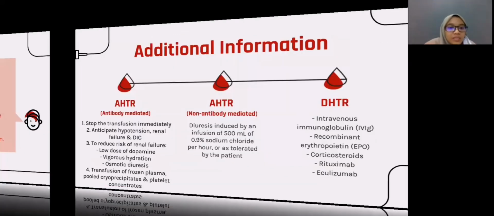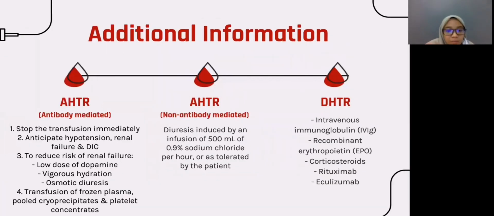This is the additional information on treatment and management that I have read for the specific reactions. First is the acute hemolytic transfusion reaction, antibody mediated, where the transfusion needs to be stopped immediately when signs or symptoms are present. Then anticipate hypotension, renal failure, and disseminated intravascular coagulation. Prophylactic measures to reduce the risk of renal failure include giving a low dose of dopamine, vigorous hydration with crystalloid solution, and osmotic diuresis with 20% mannitol.